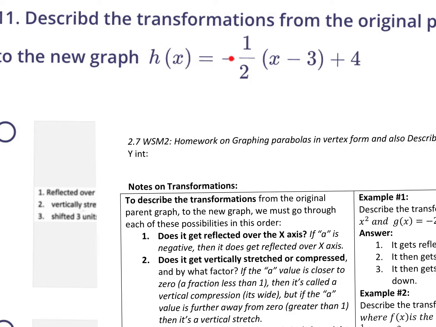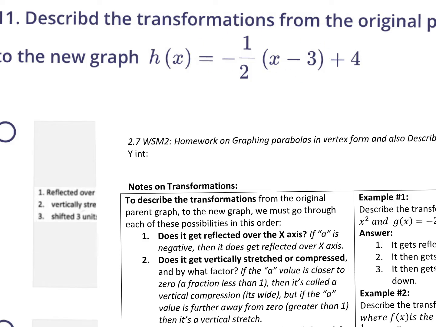So it gets reflected over the x-axis, it gets vertically compressed by 1/2, and then it shifts 3 units to the right, because you got to think opposite, and 4 units up. Those are your actual transformations from the original parent graph to this new h of x graph.